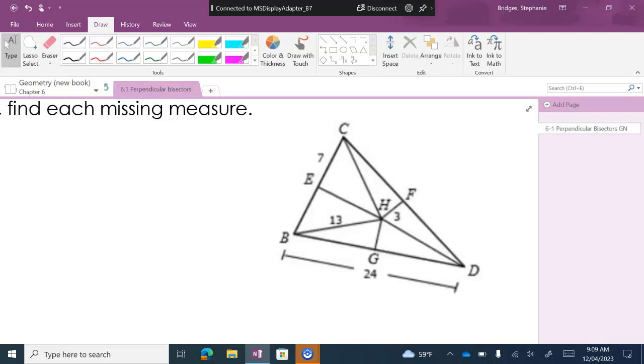What point there is my circumcenter? H. So H is going to be the same distance from C as it is to D, as it is to B. And I have my midpoints on the sides of my triangles. So I need for you to go in and fill in the parts that you can before we have to get to the Pythagorean theorem.